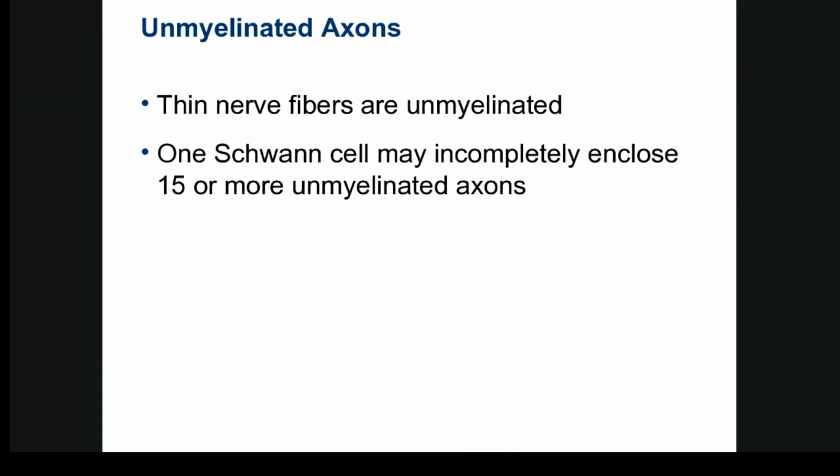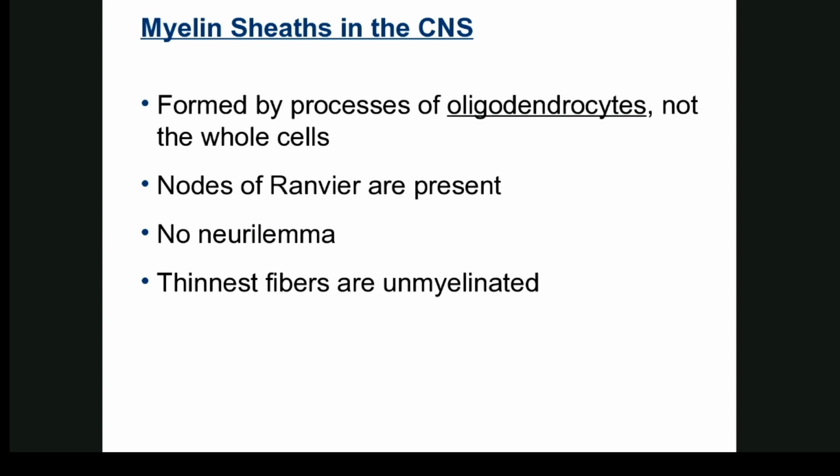Some fibers are unmyelinated, and they may be wrapped in packages of 15 or more. So a typical large axon is going to be individually wrapped, and smaller ones may be wrapped in bundles. Now, the myelin sheath in the central nervous system is formed by the oligodendrocytes, and one cell can form basically processes off of them. So one cell can wrap many different neuron axons.